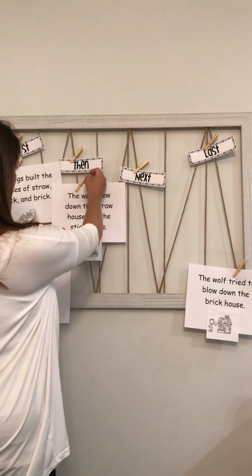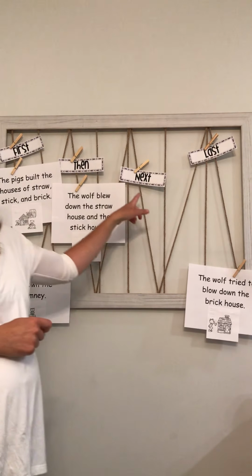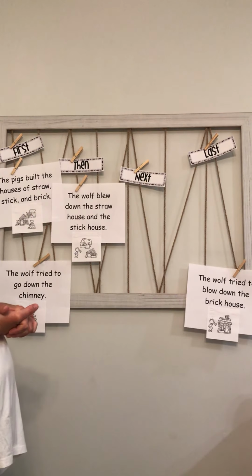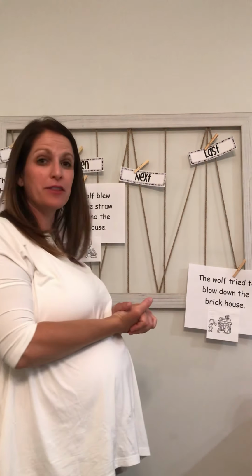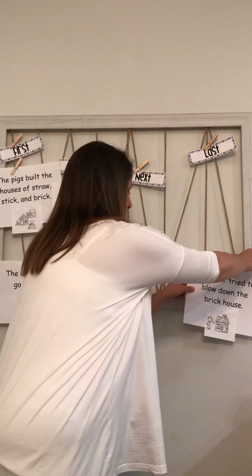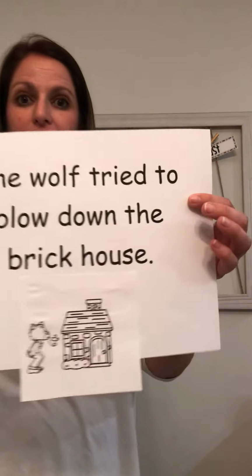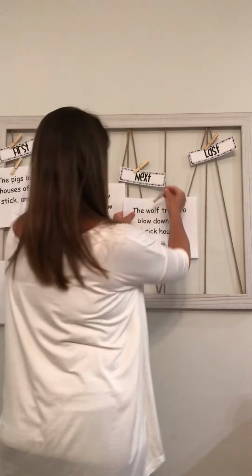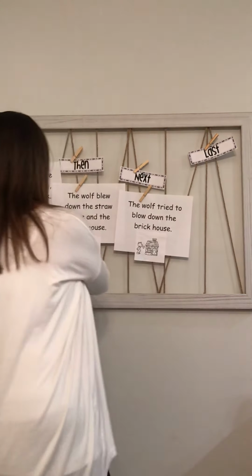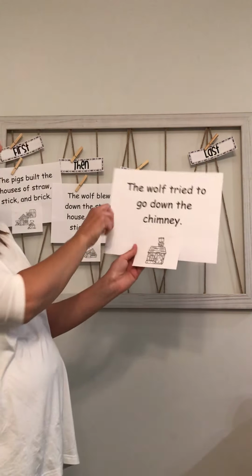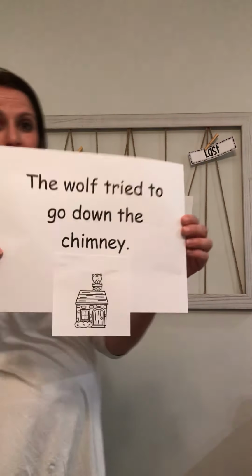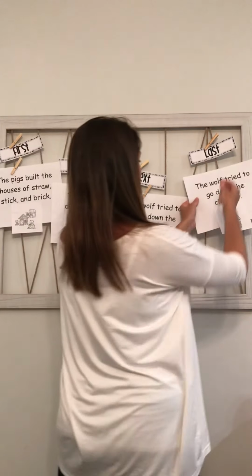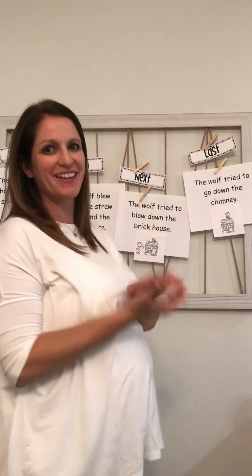Okay. Let's find what's next. Next is our key word. The wolf tried to go down the chimney? The wolf tried to blow down the brick house? That's right. The wolf tried to blow down the brick house is next. And that leaves one more for last. The wolf tried to go down the chimney. And we all know what happened after that. Didn't end well for the wolf, did it?